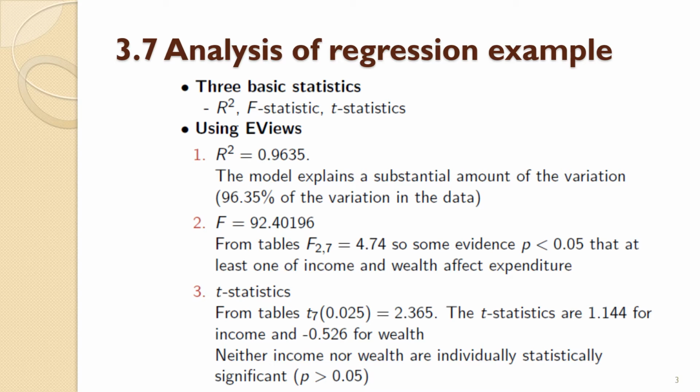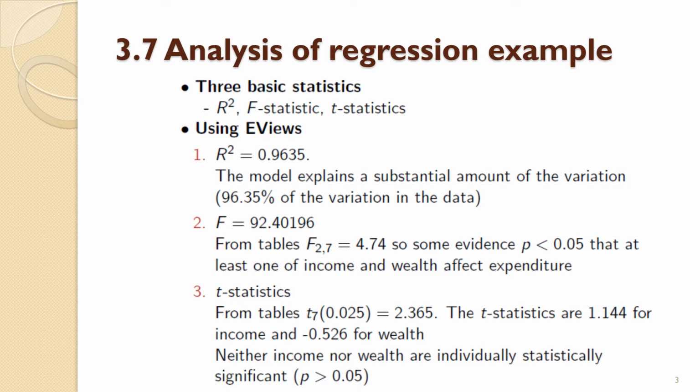So if you use EViews to run the analysis, what you get is the R squared value is 0.9635. The way you would interpret this would be that the model explains a substantial amount of the variation in the data, roughly 96.35%. The F value is 92.4196. So from tables you have evidence, P less than 0.05, that at least one of income and wealth affect expenditure, and this hints at the contradiction that indicates multicollinearity in this case, because you've got a high R squared value but low T values.